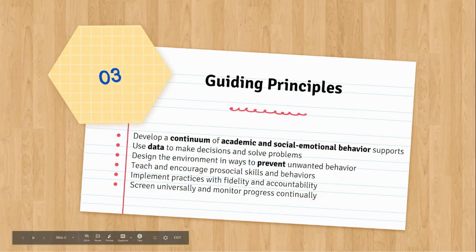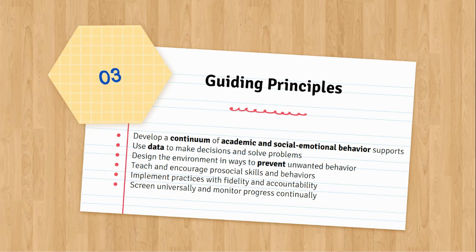Then we have these guiding principles that underlie all PBIS implementation. And that is first that we use a continuum of academic and social emotional behavior supports. So we have what we're providing to all students, which is our core, which is high quality academic instruction and supports for positive social skills and positive behaviors that we want in the environment. And then we also have some supports available for students that might need a little bit more help developing the skills that we're looking for.